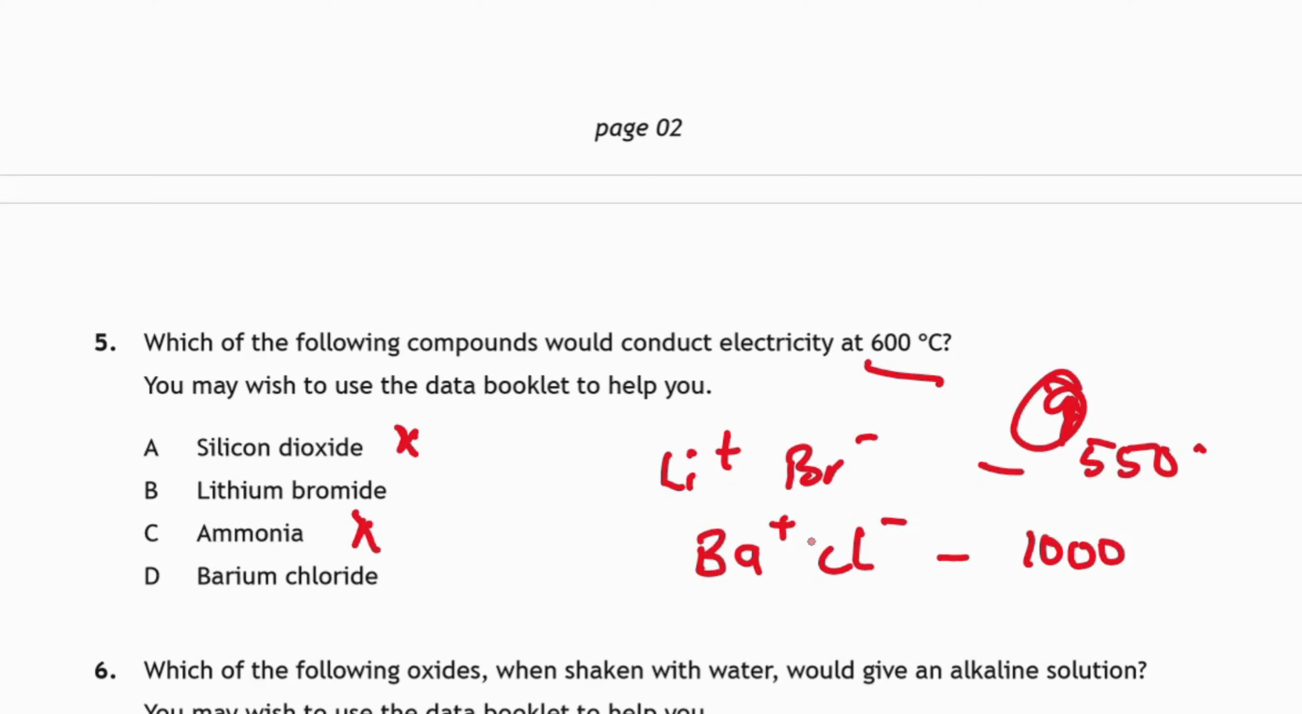So when barium chloride is at 600 degrees Celsius, which is what is given in the question, it is still not in the molten state, because ionic compounds conduct electricity only in the molten or aqueous state. At that point it is still solid, so it's not yet able to conduct electricity. That is why barium chloride is not an option for us, but lithium bromide's melting point is below 600 degrees Celsius. So that is why our option is B.